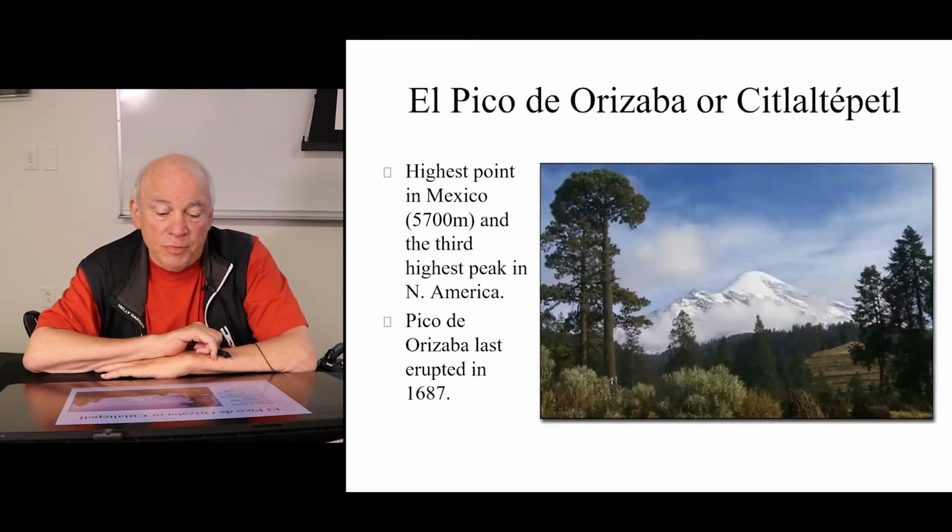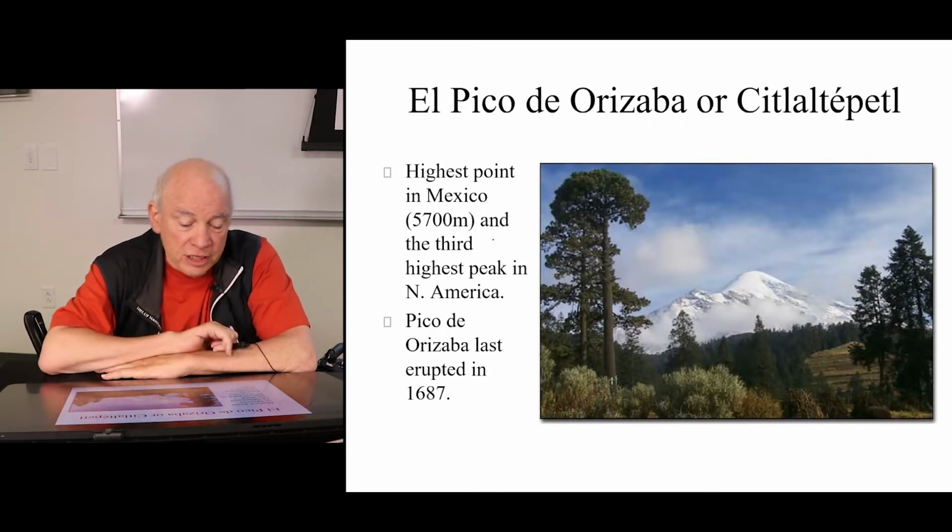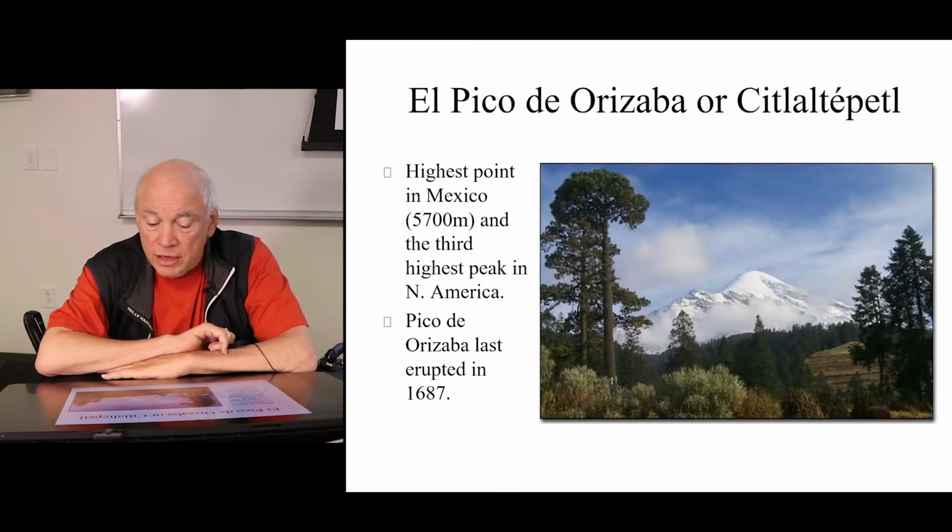Now, this is El Pico de Orizaba, or Citlaltépetl, which is the highest point in Mexico, third highest peak in North America, and it's an active volcano, last erupting in 1687.